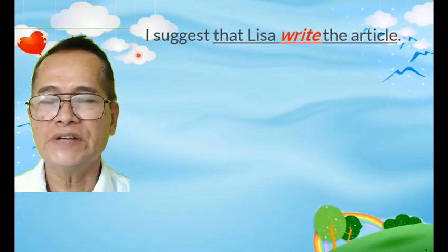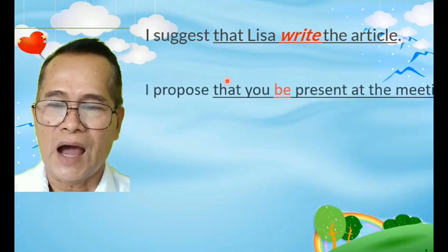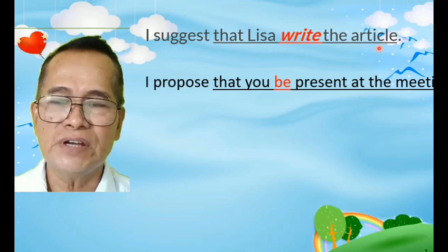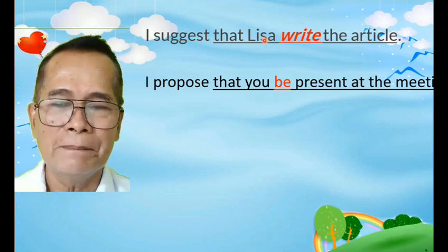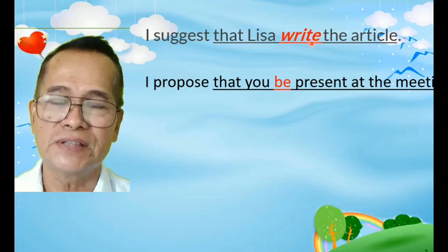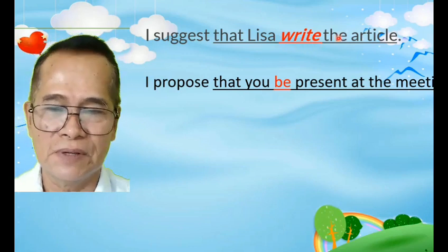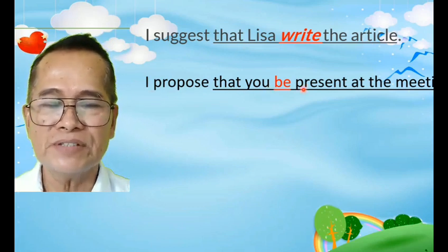Example, I suggest that Lisa write the article. Now notice, our subjunctive clause here is that Lisa write the article. Dito, ang subject natin ay Lisa, third person singular, pero ang verb natin ay walang S. Although it is in the present tense. Hindi, walang S dito kasi tayo ay nasa subjunctive mood. Another one, I propose that you be present at the meeting.